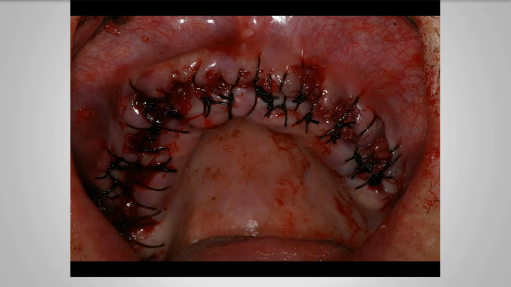As you can see, we're sequentially moving our way to the back. Here we've extracted the splinted teeth. We've leveled the bone, and we start placing grafting material.